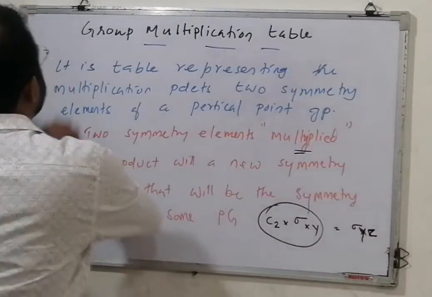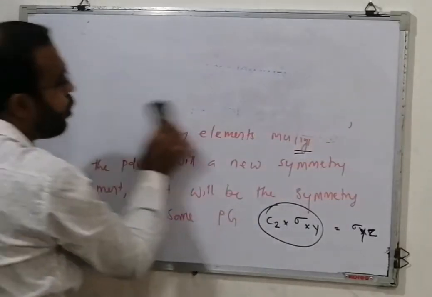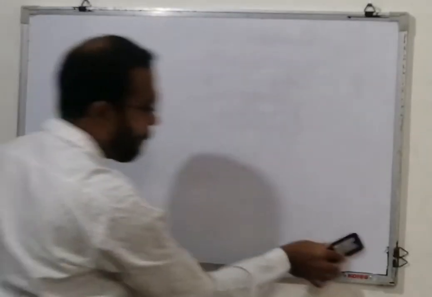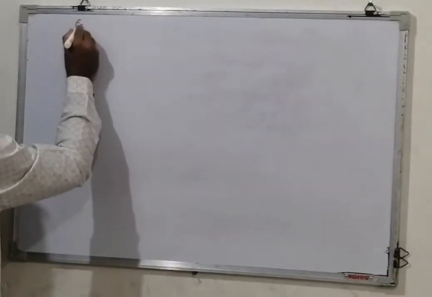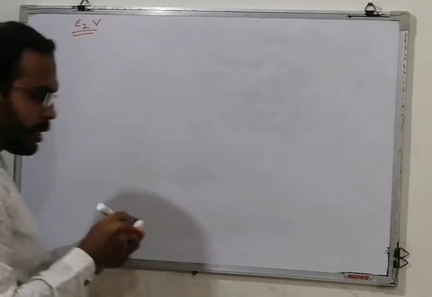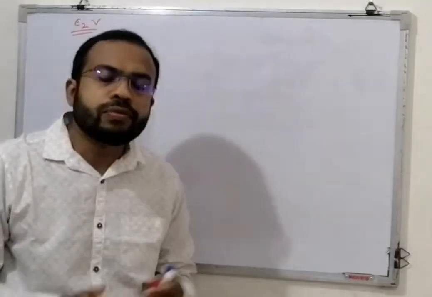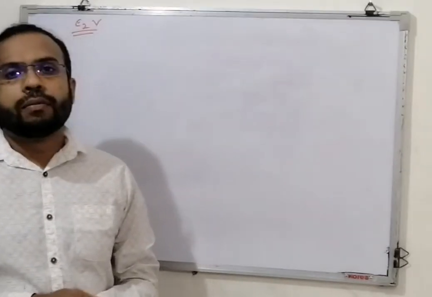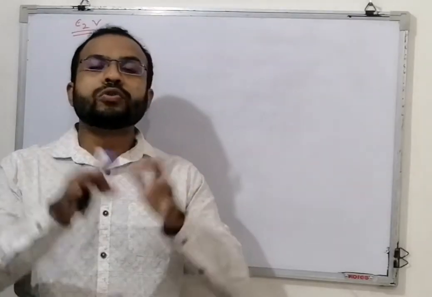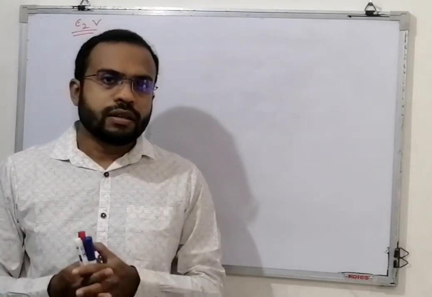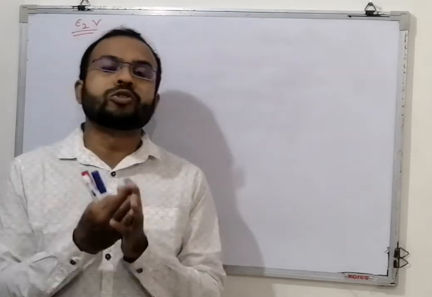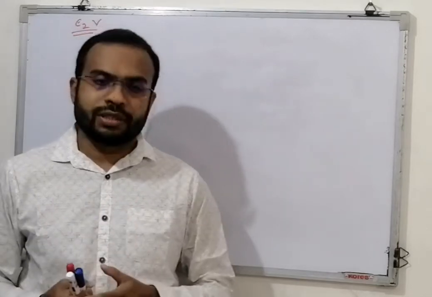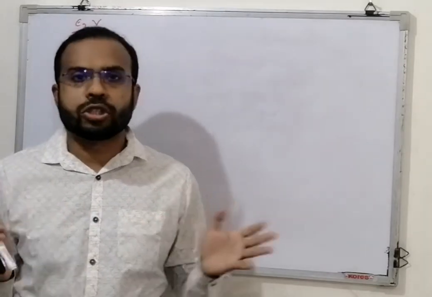Let us discuss group multiplication table of two point groups. First is C2V. Group multiplication table tells you what will be the product of two symmetry operations. You can get that product result without doing the symmetry operation. Fine? Therefore, group multiplication table is a mathematical tool to identify which is the final result after two symmetry operations. That's what the group multiplication table tells you.